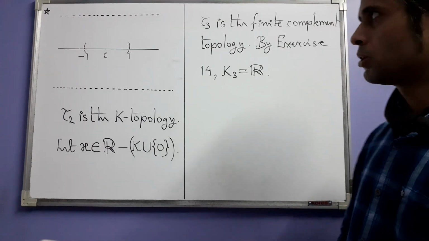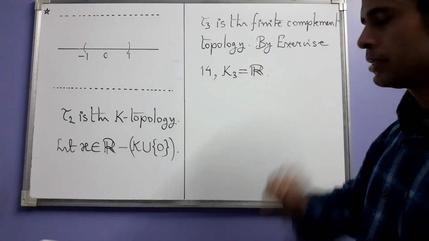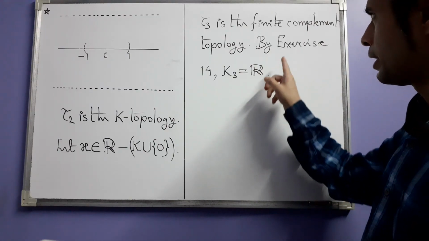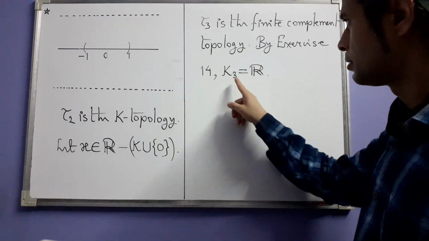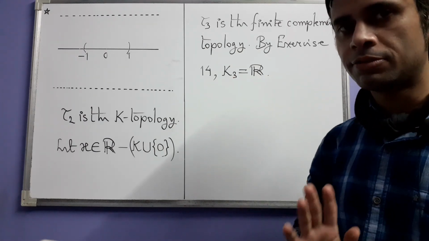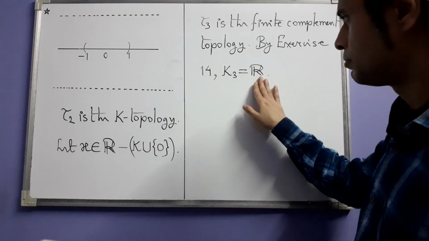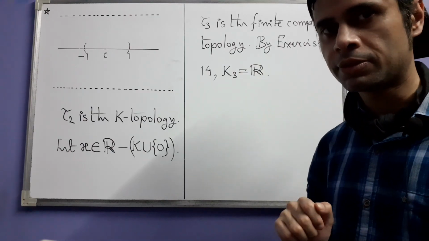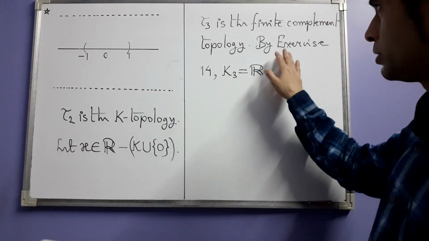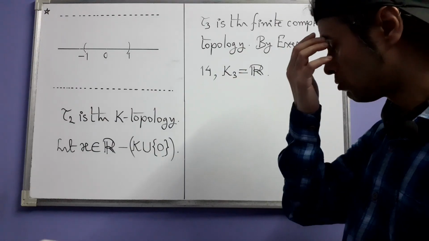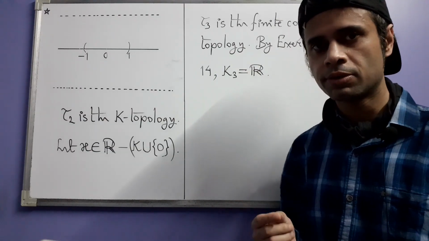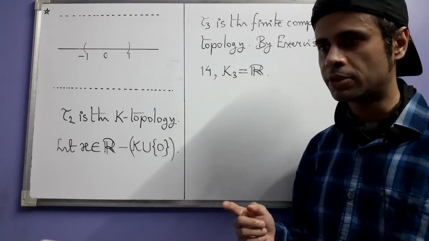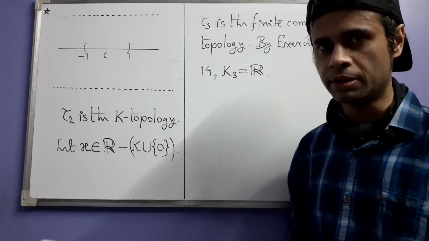The third topology, tau 3, is the finite complement topology. And by exercise 14, the one we solved before this one, K3 will be the entire set of real numbers. That means every point will belong to the closure of K now. Why and how is this exercise helping us? What did we show here? Here we showed that the sequence of reciprocals of positive integers converges to every real number.